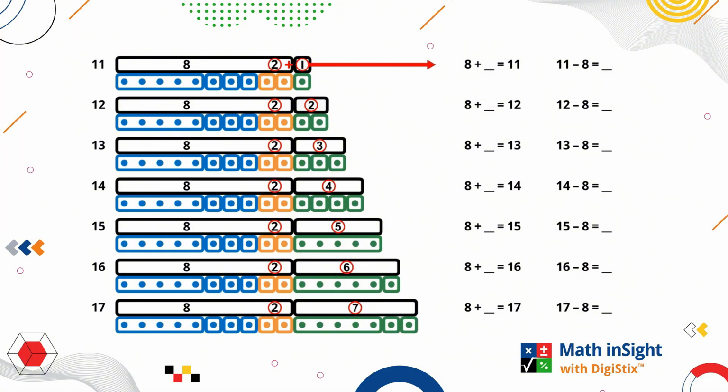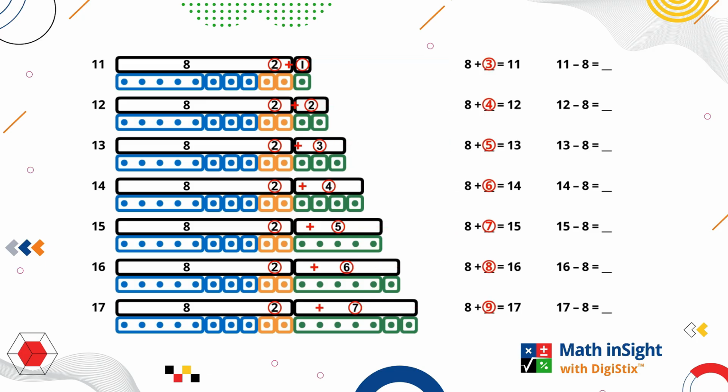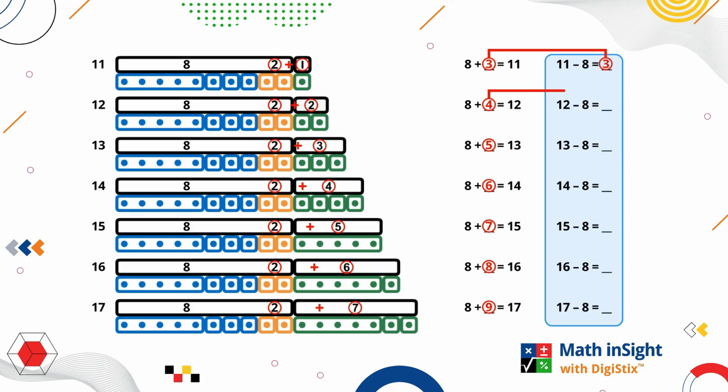We get 2 plus 1 equals 3, 2 plus 2 equals 4, 2 plus 3 equals 5, 2 plus 4 equals 6, 2 plus 5 equals 7, 2 plus 6 equals 8, and 2 plus 7 equals 9. The total of these two numbers gives us the unknown addend in each problem, and the unknown addend is the answer to this subtraction problem.